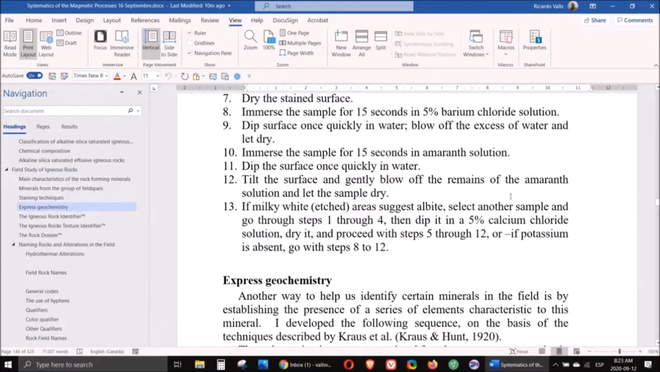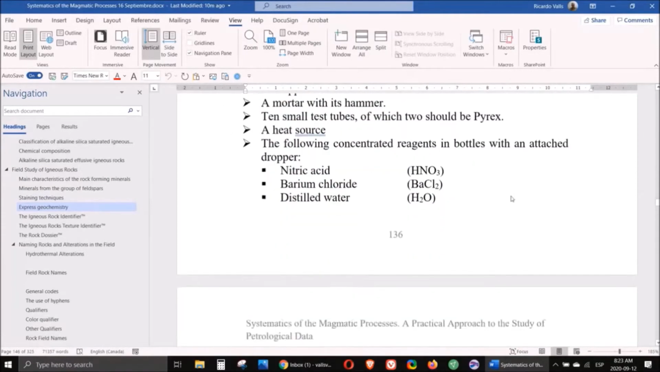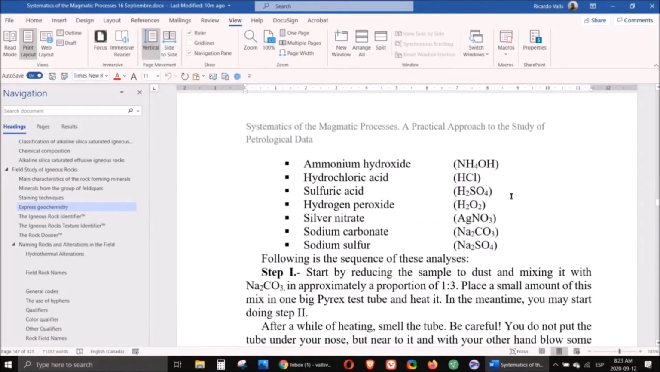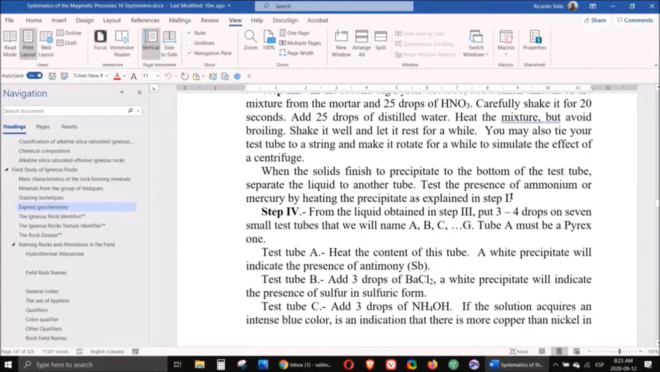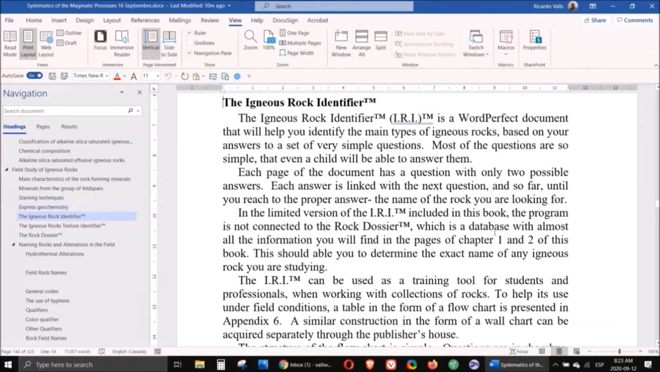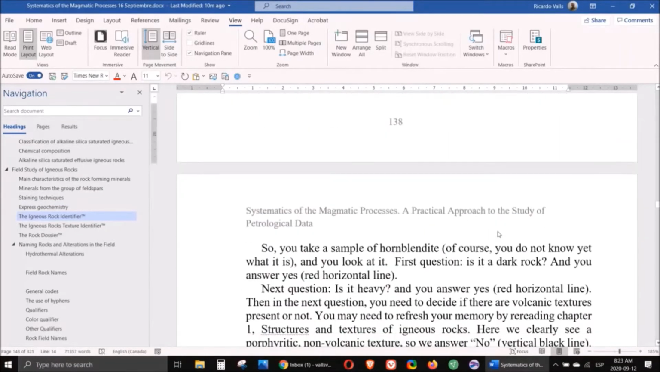There is also a chapter on express geochemistry, which is a series of tests that you can do right in the field to identify the presence of several elements, and that way you can identify the mineral. Then we have the igneous rock identifier, which is a flowchart that will allow you to identify the rock just following a series of questions, very simple questions.